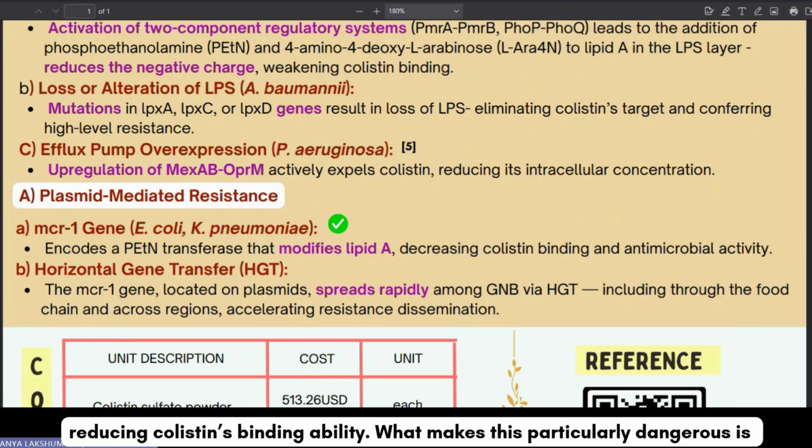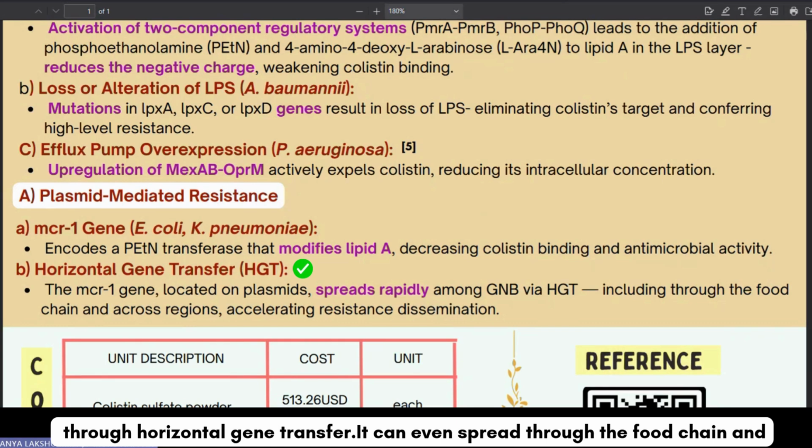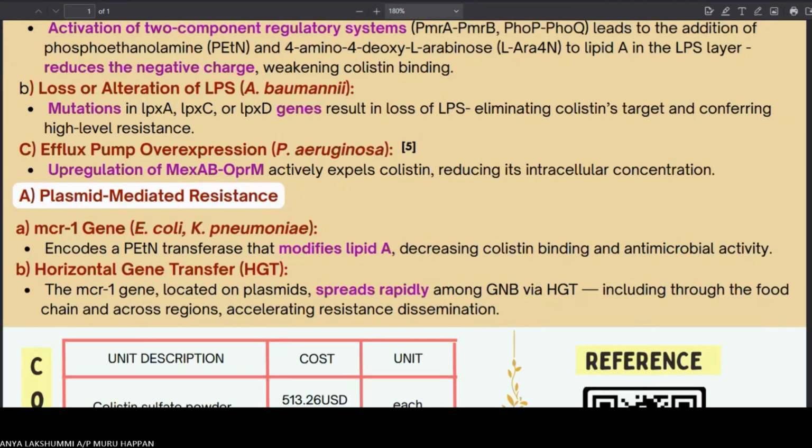What makes this particularly dangerous is that mcr-1 is located on a plasmid, allowing it to spread quickly through horizontal gene transfer. It can even spread through the food chain across different geographical regions, accelerating the global spread of resistance.